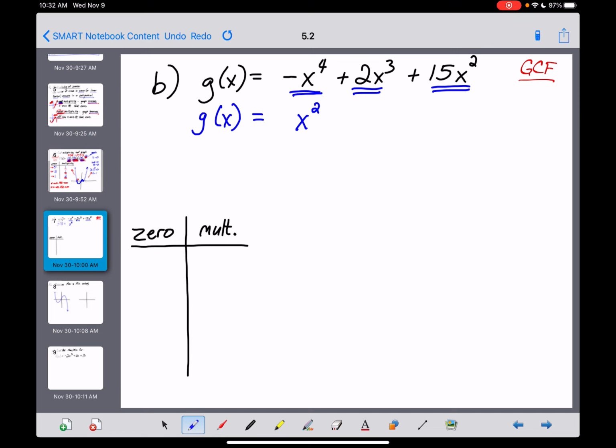The other thing I'm going to do, nobody likes having a negative number right out here in front, or I should say a negative leading term. So I am also going to pull out that negative along with it. So that's the GCF that I'm going to pull out.